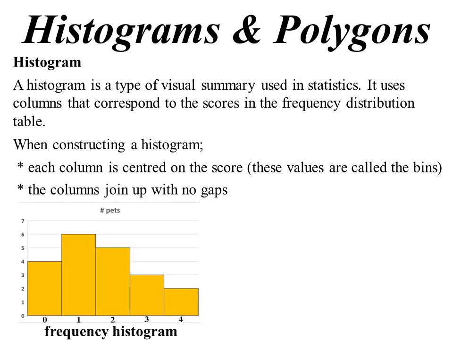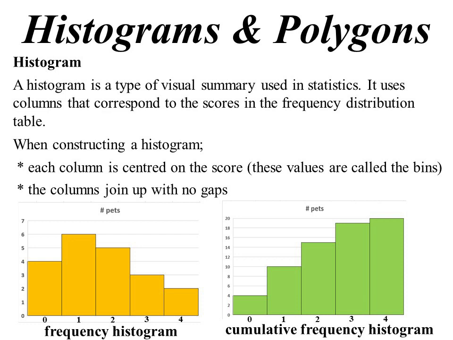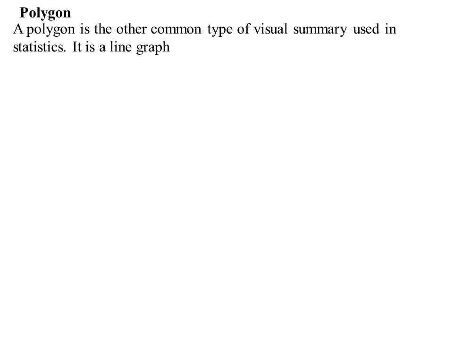So there's a frequency histogram for our pet example there. That would be a cumulative frequency histogram, so we start adding the frequencies on as we go. The polygon, the line graph.